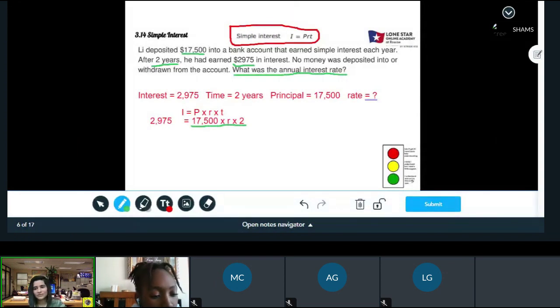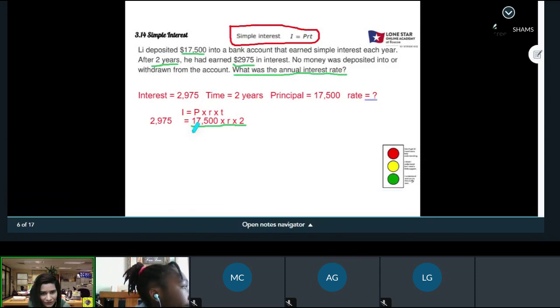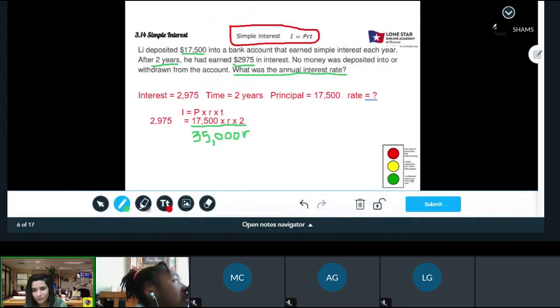I will wait. I know these are some new concepts and it will take some time. How will I simplify this? I will just do 17,500 times R times 2. I know I can multiply the two numbers and I should end up getting how much? I should end up getting 35,000. 2 times 17,500 is 35,000 times R. So I can say 35,000 R or 35,000 X, whatever that is. I can just say 35,000 R. Do you guys agree to this step so far?